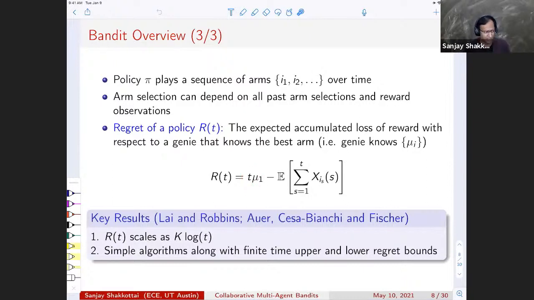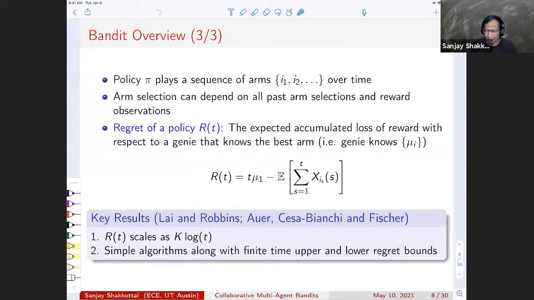The player, on the other hand, is exploring. At each time, it gets a sample x. Depending on which arm I sub s it plays at time s, it gets this particular reward, and this is the cumulative reward. And this is the expectation over the policy and the randomness of the arms. So the goal is to make the regret as small as possible, meaning you want to get as close to the genie as you can.